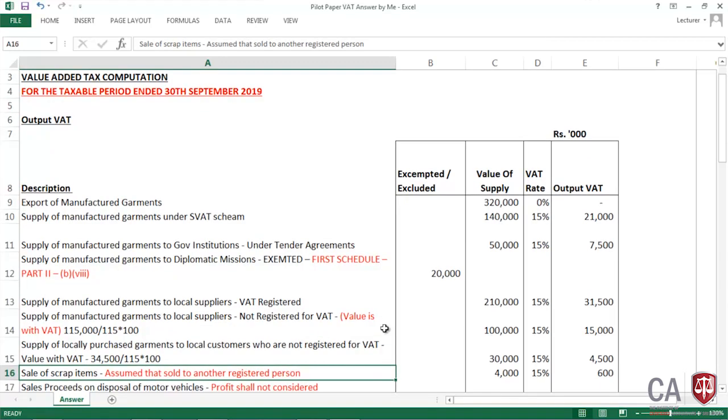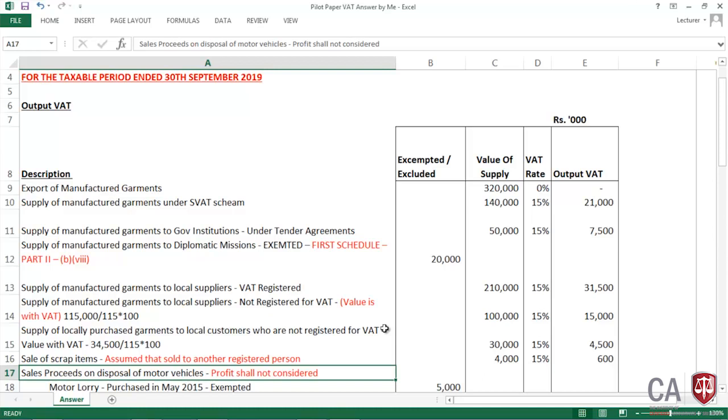sale of scrap items. When explaining this question, I mentioned that for sale of scrap items, we don't know whether it applies to a registered person or not a registered person. Therefore, it's better to write your assumption. It's no harm. No one is going to punish you. Write your assumption. It's very strong for your answer. Then, assume that it is sold to another registered person. I have put this as sold to another registered person. Therefore, it's directly 15%. Then, sale proceeds on disposal of motor vehicle.